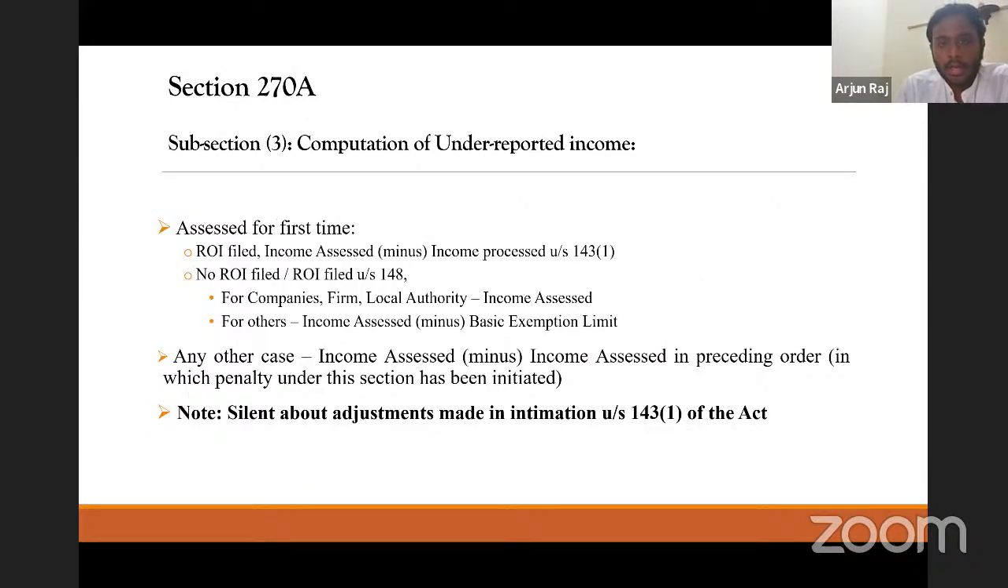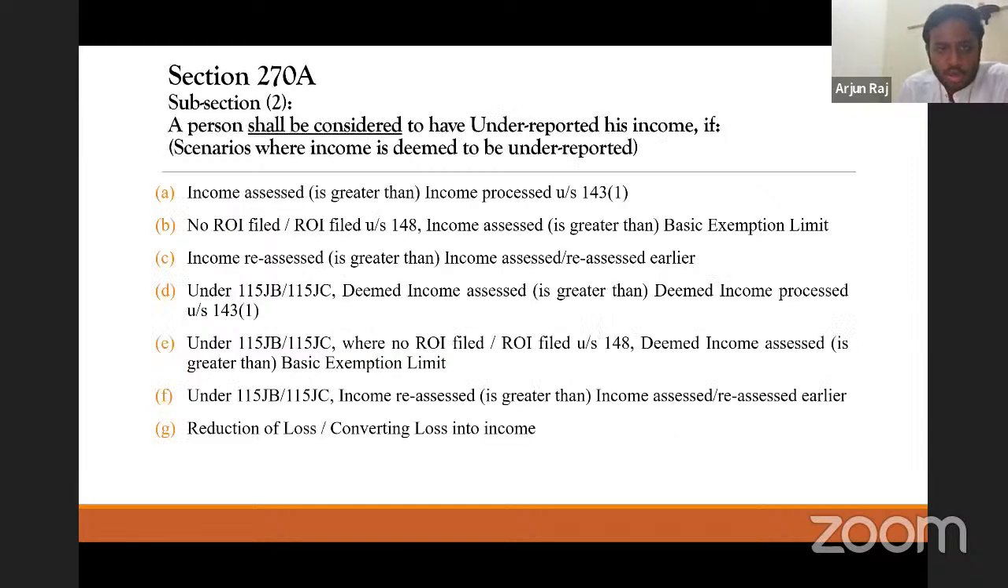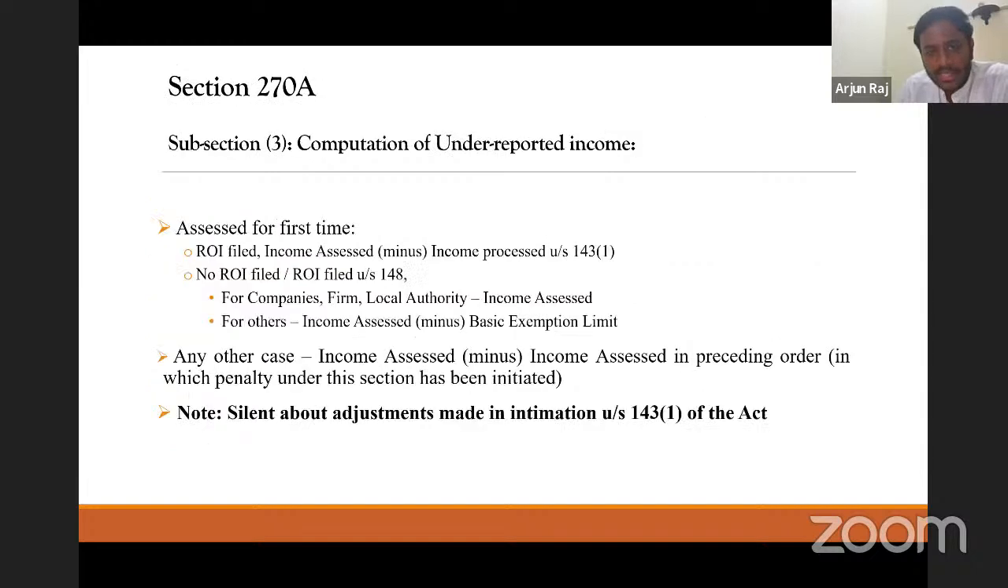Now, how to compute this underreported income? Subsection 2 talks about the scenarios where underreporting of income is there. Once there is underreporting of income, it has to be computed based on this formula. Basically, the formula is just to quantify the addition or variation made. If return of income is filed, it will be income assessed minus 143(1) processed. Again, the starting point is 143(1).